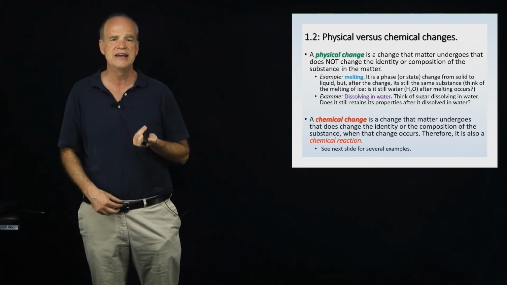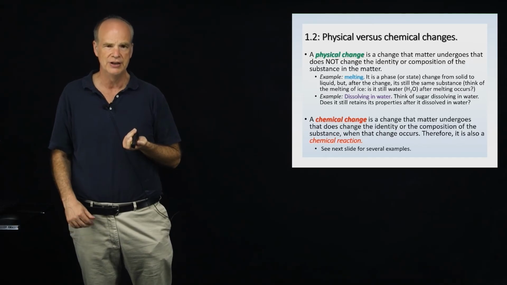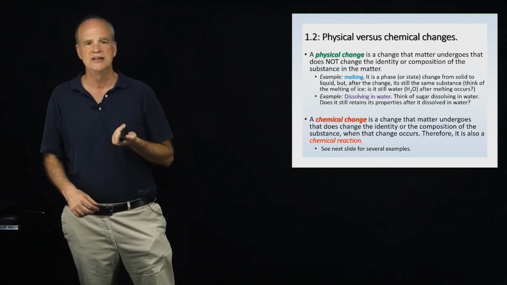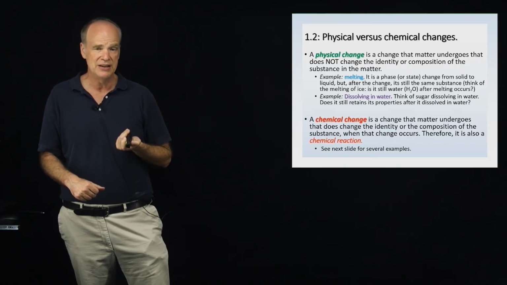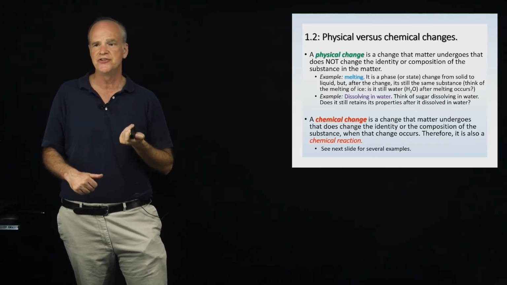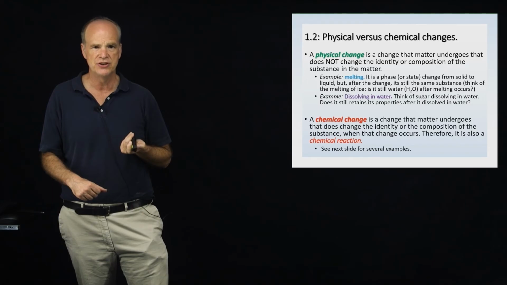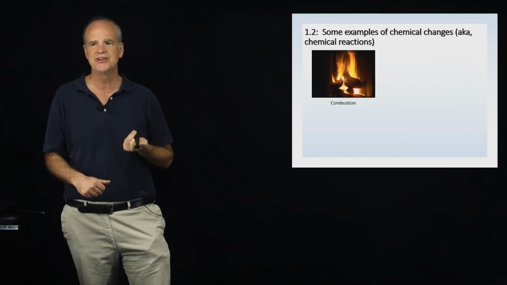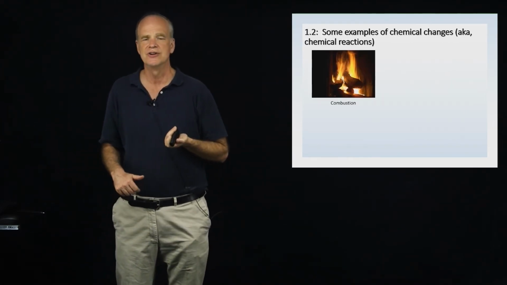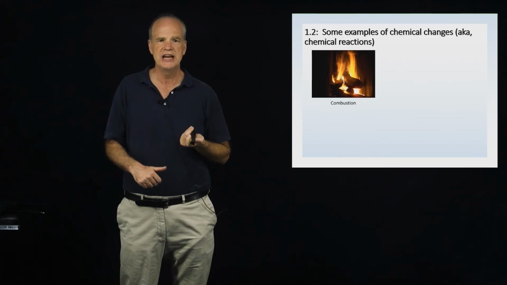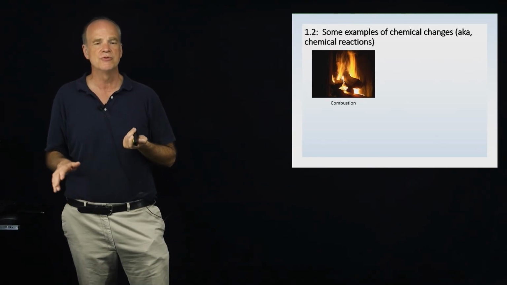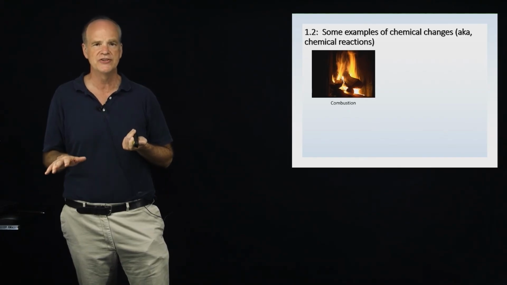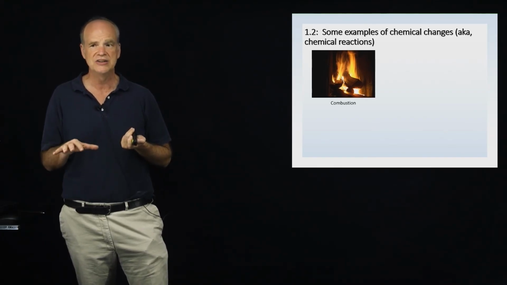On the other hand, a chemical change is different. A chemical change is where you take the matter, and then when it goes about its change, it changes the identity or the composition of the matter. And so there are some interesting and fun examples of that. So a good example of a chemical change would be combustion. So combustion can, of course, happen to a lot of things, but here we have an example of combustion occurring to wood.